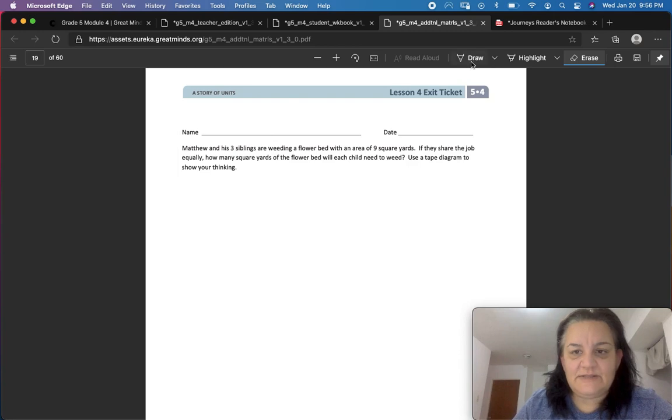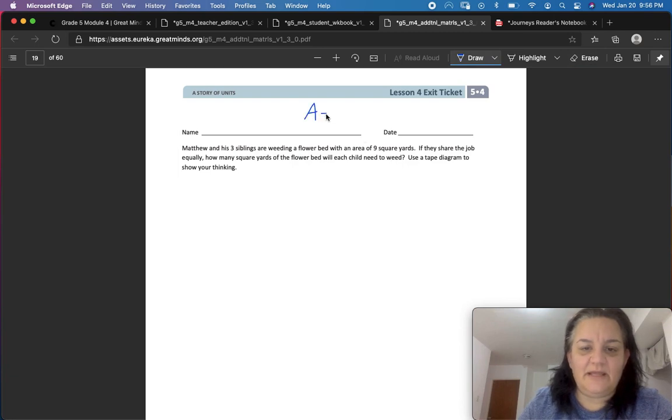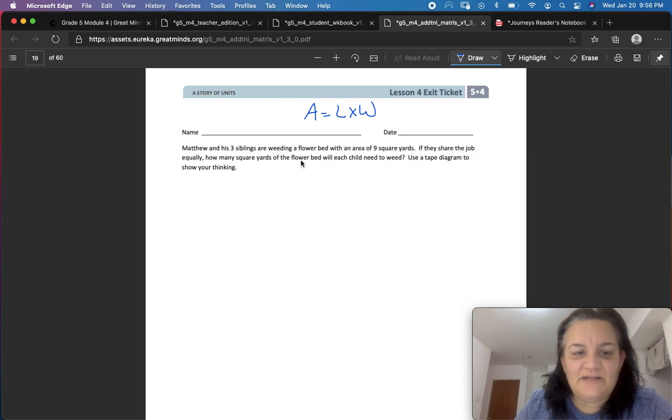Matthew and his 3 siblings are weeding a flower bed with an area of 9 square yards. You know area equals length times width. If they share the job equally, how many square yards of the flower bed will each child need to weed? Now remember, 9 square yards. If this is 9, right? And it's a square, we probably know that this is 3 times 3. I'm giving you so many answers.